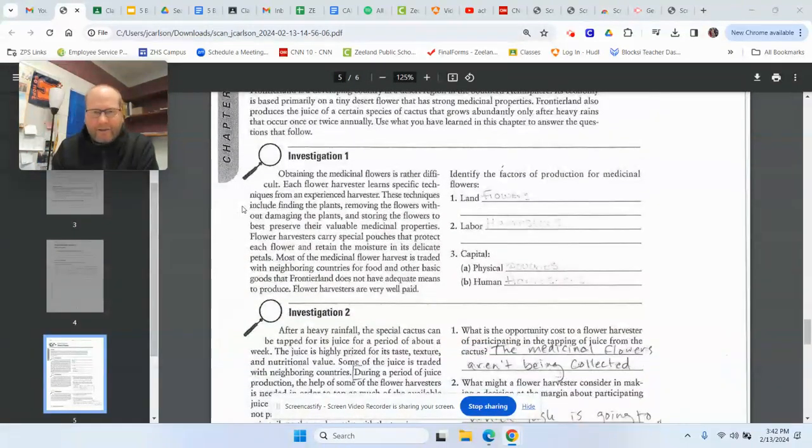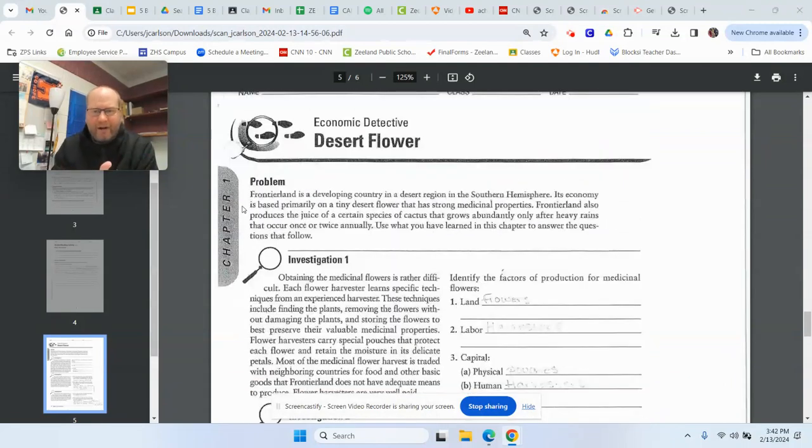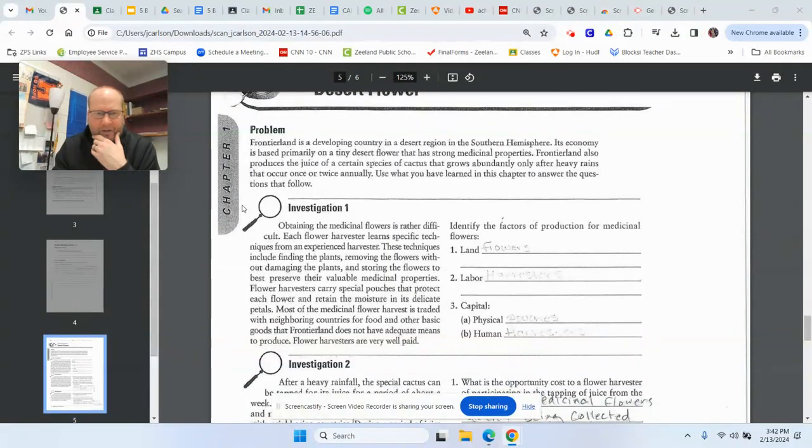All right, then there are 2 pages left. They put you into some scenarios and asked you about certain things that we've talked about. So investigation 1, or situation number 1.